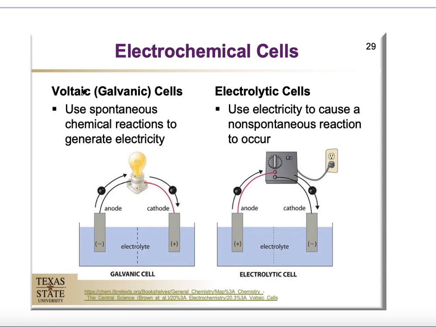All right, so voltaic cells or galvanic cells are going to be using a spontaneous chemical reaction to generate electricity for us. On the other hand, the electrolytic cells are going to be utilizing electricity in order to drive a non-spontaneous reaction to occur. So the left one gives us electricity. We're using a spontaneous reaction to give us electricity. The electrolytic cell, on the other hand, we are forcing a reaction to take place by driving it through application of an electrical voltage. All right.